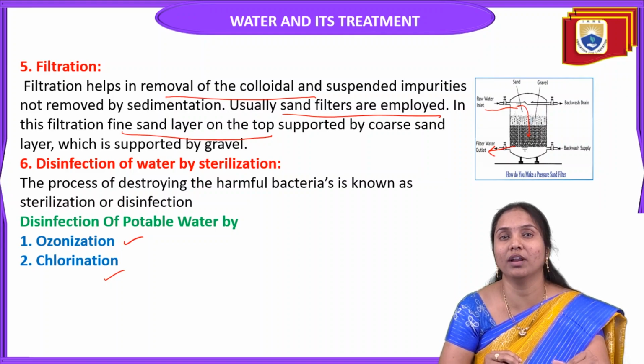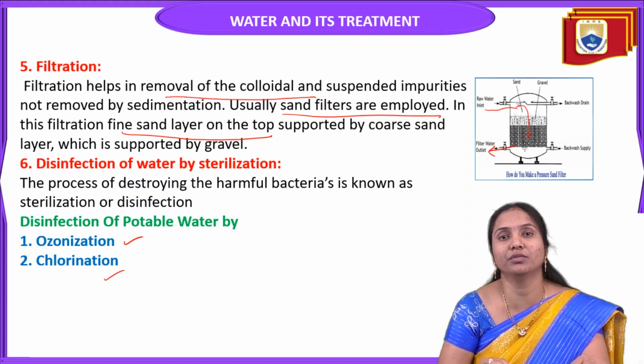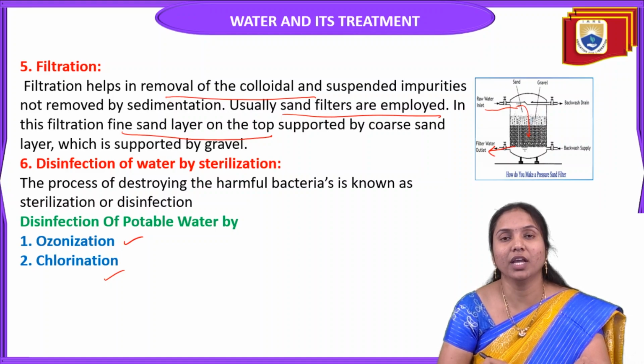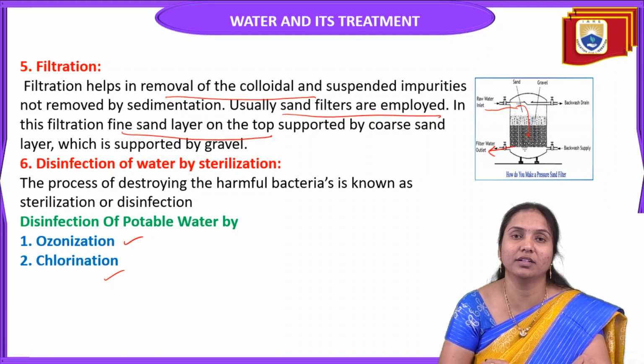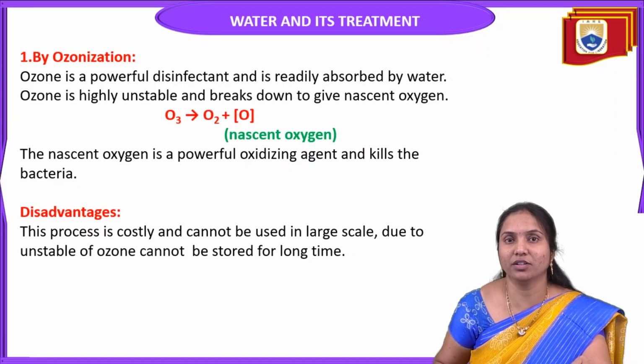Disinfection means we can remove 100% of bacteria, killing the bacteria by adding disinfectants. Generally, for this disinfection purpose, we use two different types of disinfectant. One is ozone and the other is chlorine. If we add ozone, this process is called disinfection of water by ozonization. If we add chlorine, this process is called disinfection of water by the chlorination method. This is the treatment of potable water.